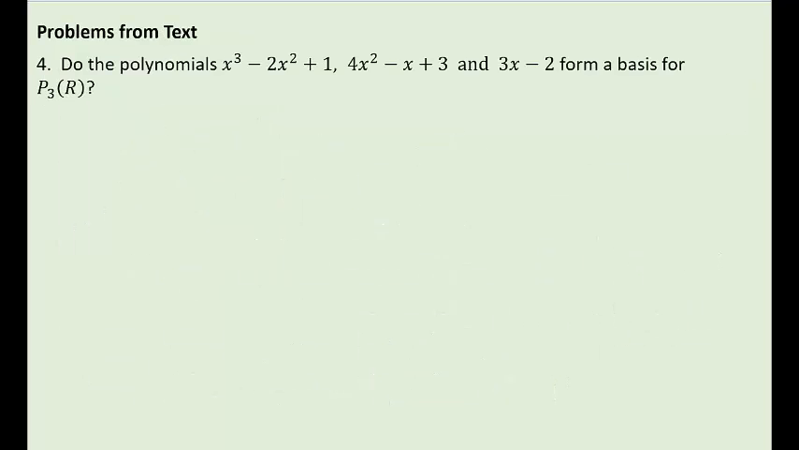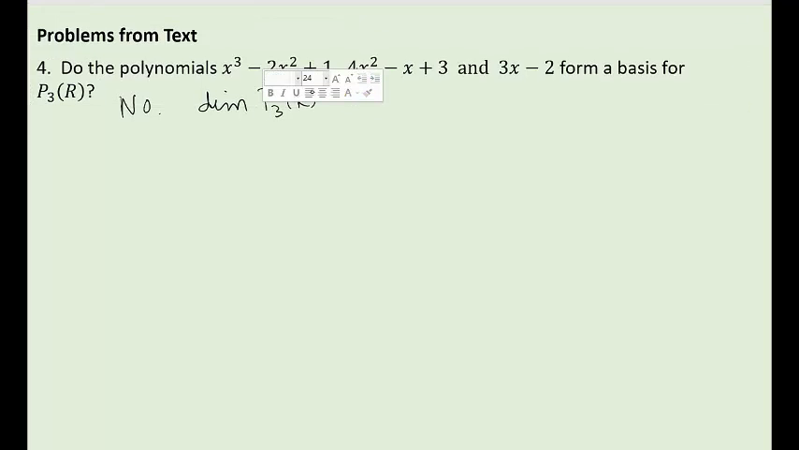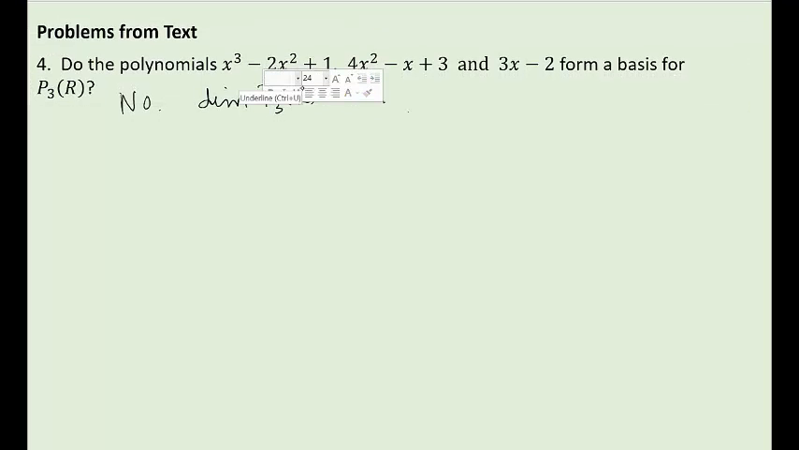So now we're going to look at some problems from the text. Number 4, at the end of section 1.6. Do these three polynomials form a basis for the vector space of polynomials of degree less than or equal to 3? Well, we can say no right away, because the dimension of P3 with real coefficients is equal to 4. So 3 vectors will not form a basis.